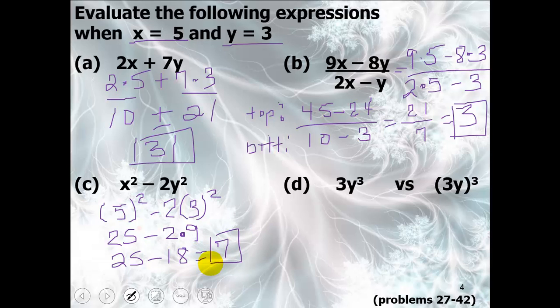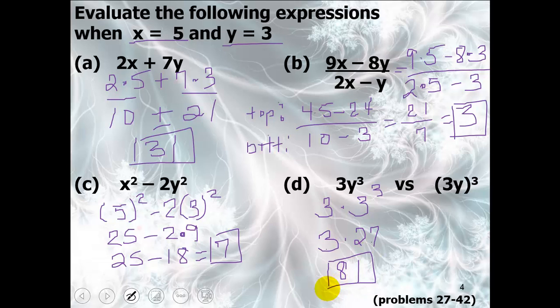You were asked on D to do two different problems so that you could see the effect of parentheses. So my first one does not have parentheses, so I'm going to go 3 times 3 cubed. All right? I have to do my exponent first. 3 cubed is 27, and then 3 times 27 is 81.